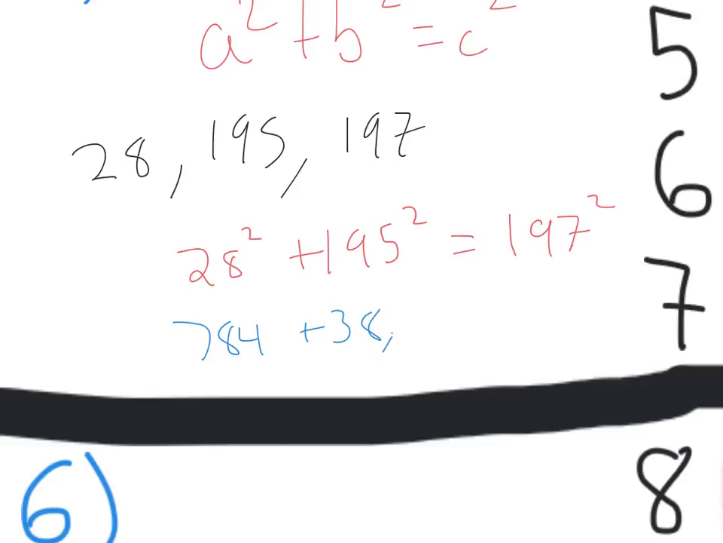Okay, when I add 784 plus 38,025, sure enough, that adds together. You get a sum of 38,809. And since that equals the right-hand side, this is true. This is true. True. These side lengths, 28, 195, and 197, are appropriate for a right triangle.